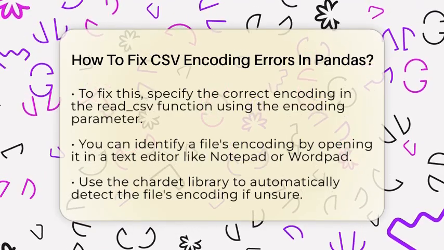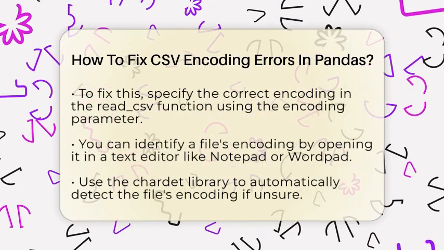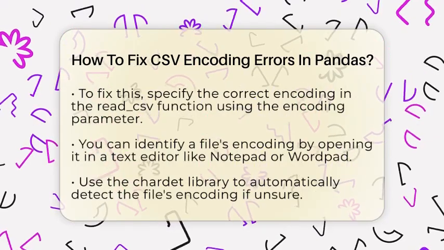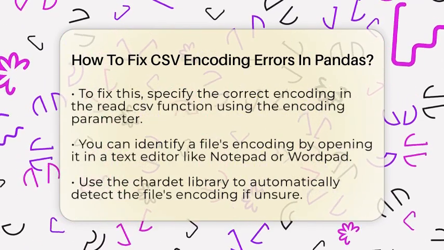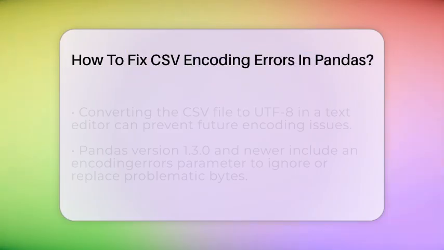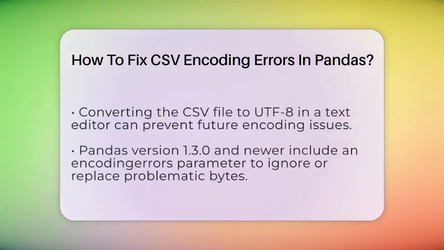Sometimes, you might want to convert the CSV file to UTF-8 to avoid future issues. You can do this in a text editor by opening the file and saving it explicitly with UTF-8 encoding. This way, Pandas' default settings will work without extra fuss.